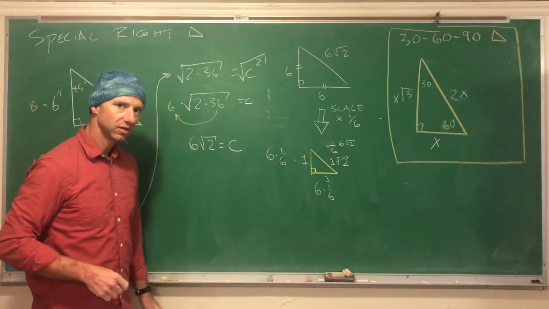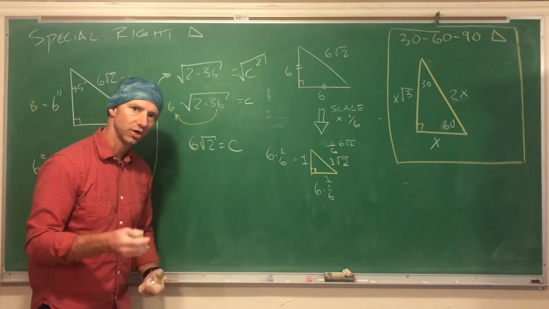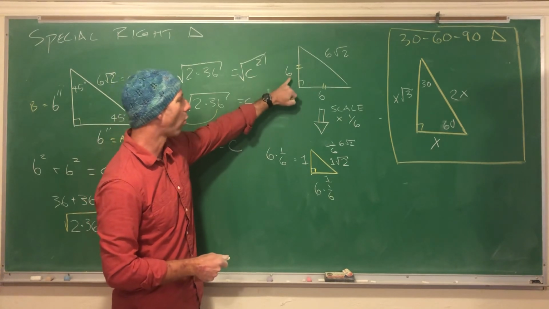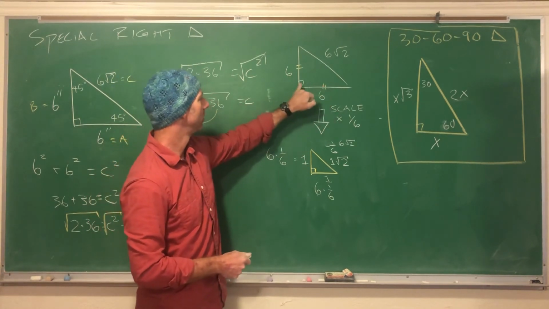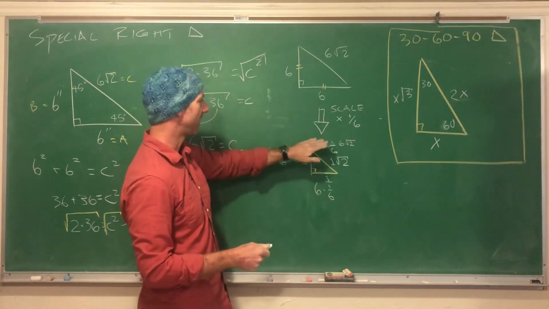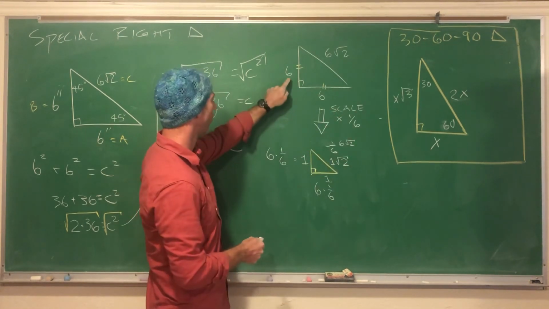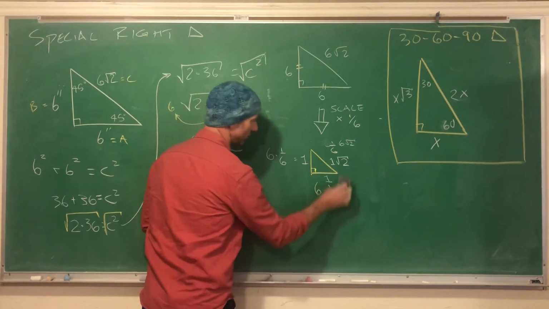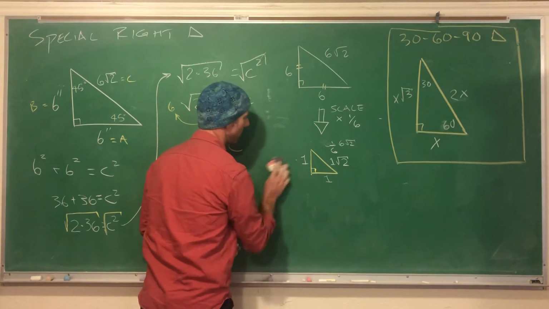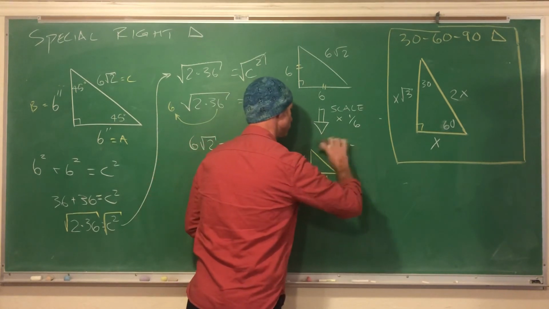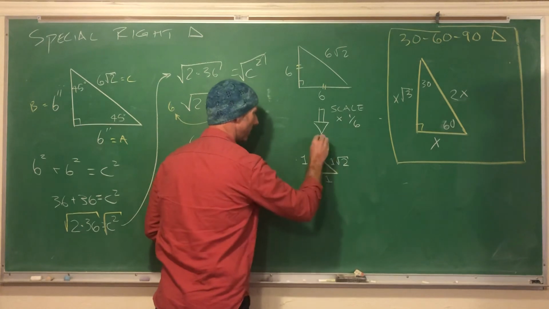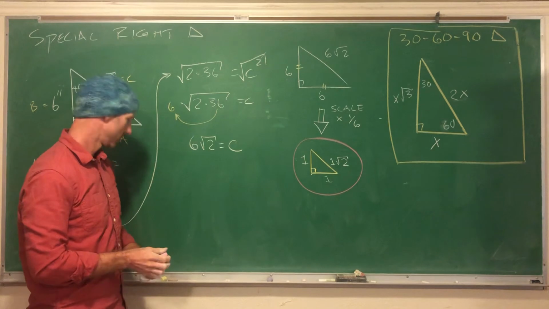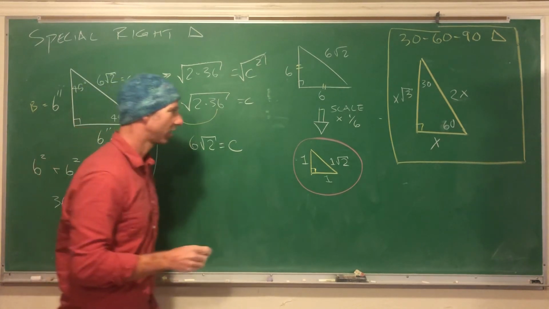It's a little bit small. I wanted to show you the relationship here. If I scale this down so it's a side length of 1, so instead of 6 root 2, if I divide it all by 6 or multiply by 1 over 6, I get 1 root 2. And that is what we're seeing here. Let me clear this up a little bit. This is your second special right triangle.